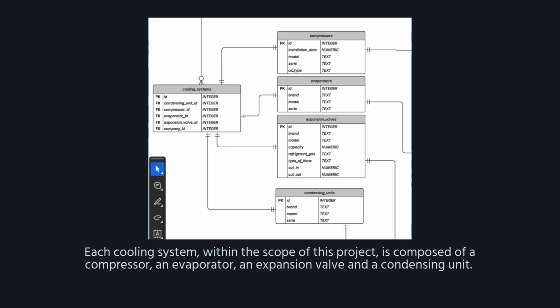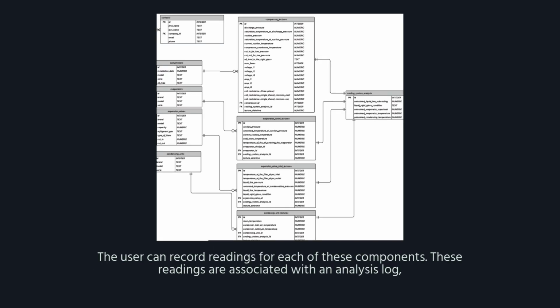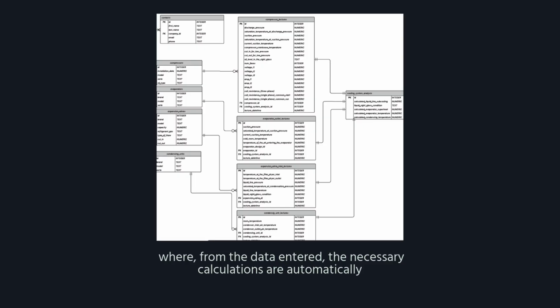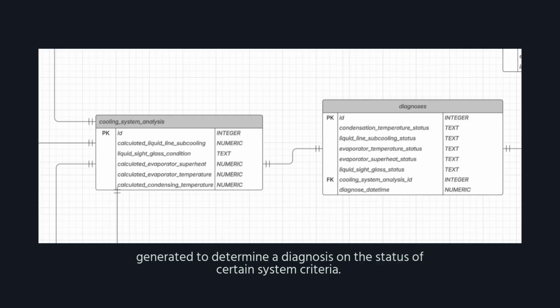Each cooling system within the scope of this project is composed of a compressor, an evaporator, a special valve, and a condensing unit. The user can record readings for each of these components. These readings are associated with the analysis log, where from the data entered, the necessary calculations are automatically generated to determine a diagnosis on the status of certain system criteria.